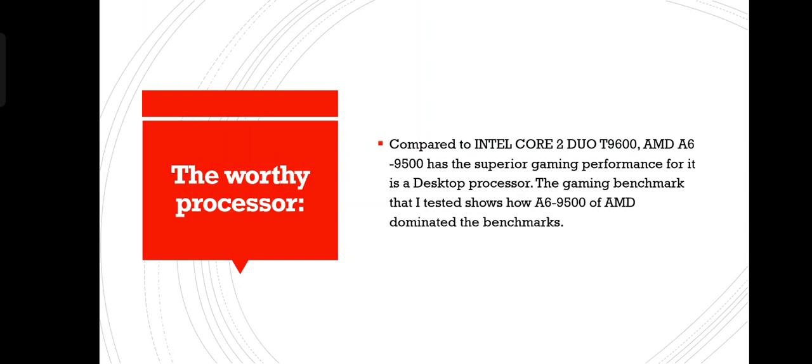In the second conclusion, compared to the Intel Core 2 Duo T9600, the AMD A6-9500 has the superior gaming performance, for it is a desktop processor, of course. The gaming benchmark that I tested shows how the A6-9500 is way more capable in gaming performance and the productivity tests compared to the Core 2 Duo T9600.